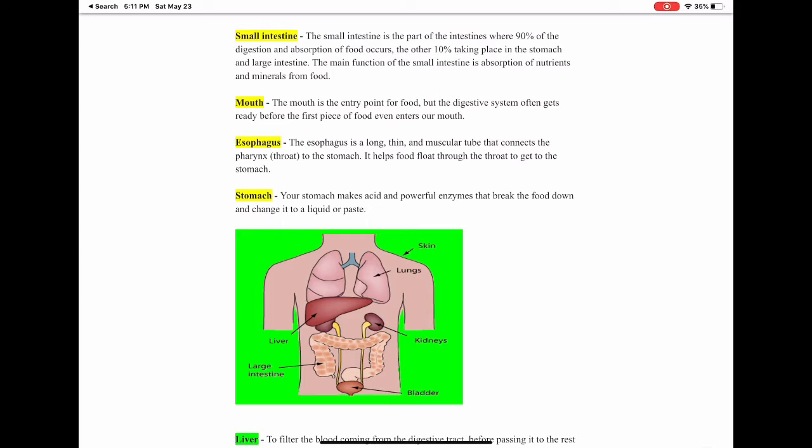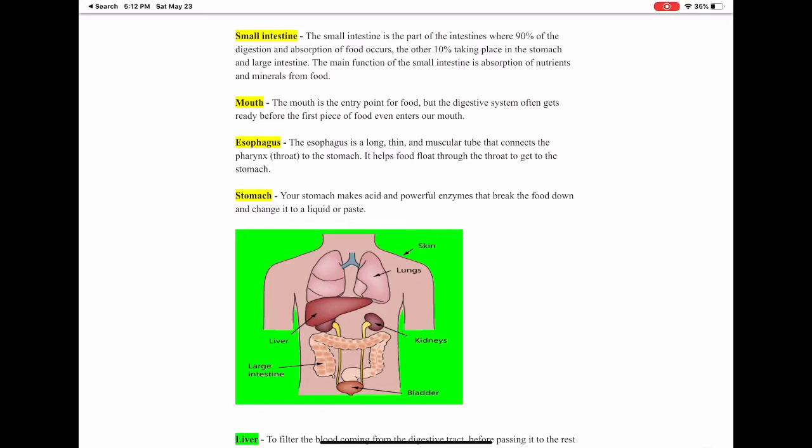The next part is the esophagus, which is the long, thin, muscular tube that connects the throat to the stomach. It helps food travel through the throat to get to the stomach. So it's pretty much just what you think a throat is. It just lets food get to your stomach properly and smoothly without any congestion or anything wrong with it.